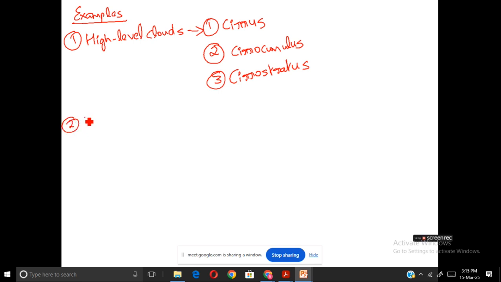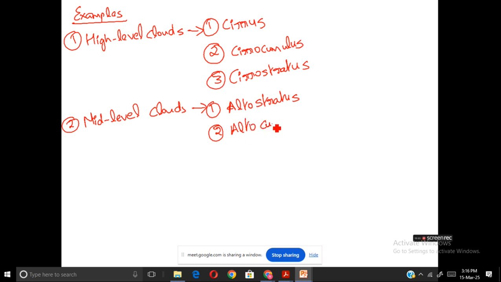Now the second type is the mid-level clouds, which are found at a height between 1,800 meters and 20,000 feet. So for mid-level clouds, what is the prefix that we use? It is alto: altostratus and altocumulus.